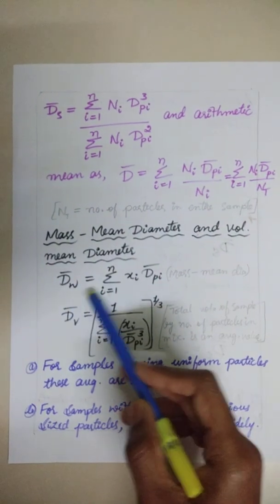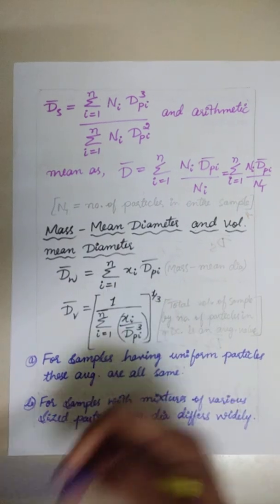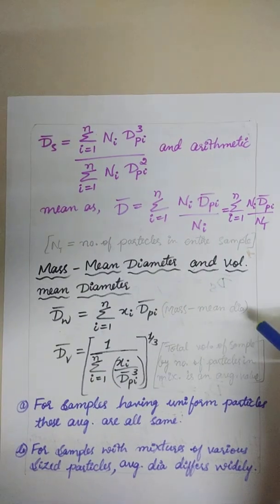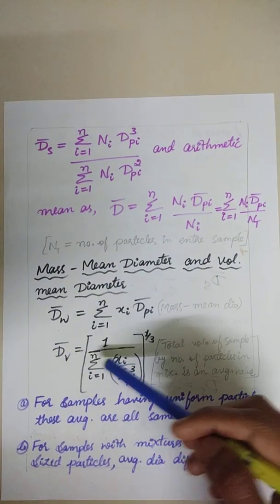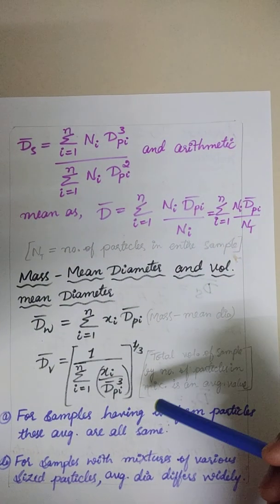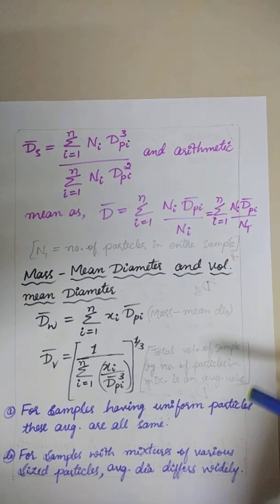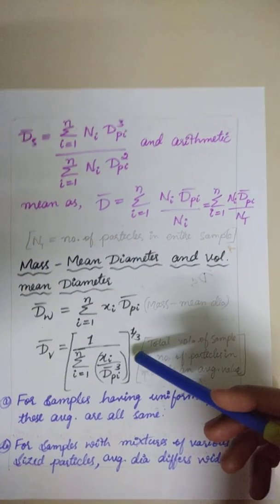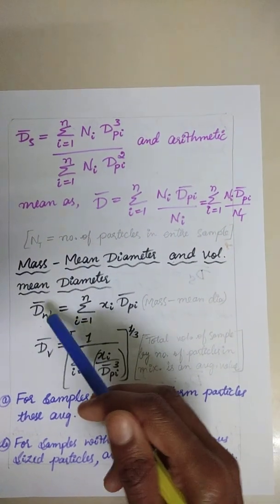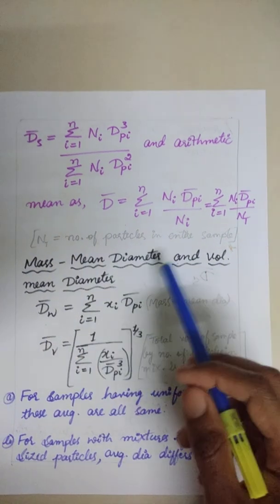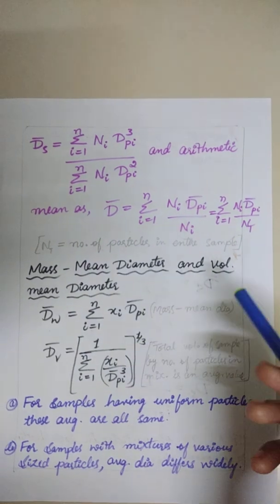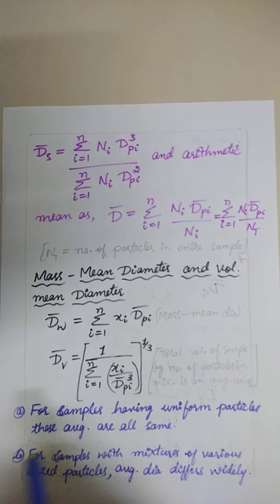See here, d̄w is equal to the summation from i equals 1 to n of xi into d̄pi. So this is the mass mean diameter. d̄v is also there, which is the total volume of the sample divided by the number of particles in the mixture, an average value. See here it is given. Again it is a ratio equation. dw is the mass mean and dv is the volume mean diameter. So kindly check these equations very properly and very nicely.